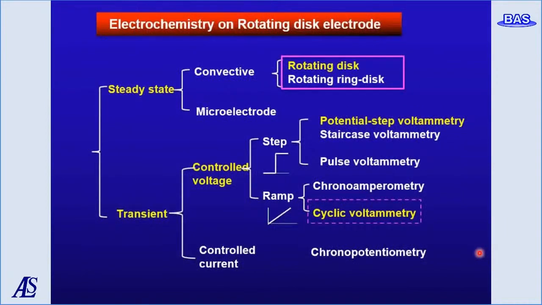Changing the subject, I'm going to talk about the rotating disk electrode next. As I told you, the cyclic voltammogram technique is a transient, non-steady-state method. On the other hand, the rotating disk electrode measurement is a steady-state method since the diffusion layer on the electrode remains constant.